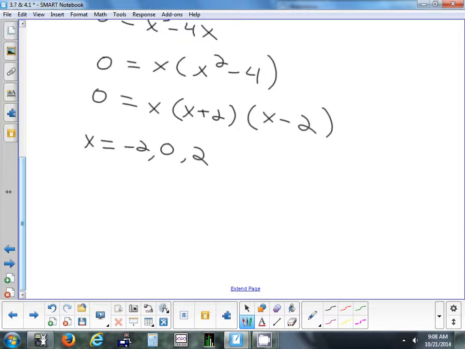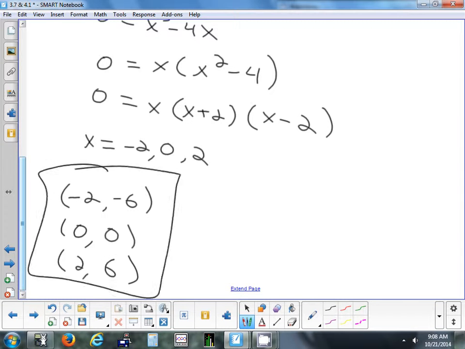So my 3 coordinates are, it'd be negative 2, comma, negative 6. 0, comma, yep, 0. And 2, comma, if we triple 2, we get 6. Okay, so algebraically, that's how you solve it.